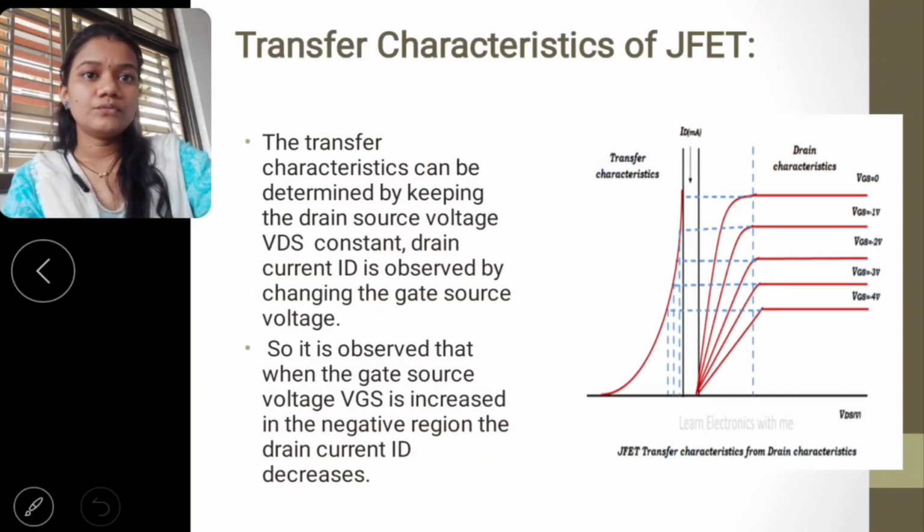So now, what are the transfer characteristics of JFET? We are going to see the transfer characteristics of JFET in the next video.